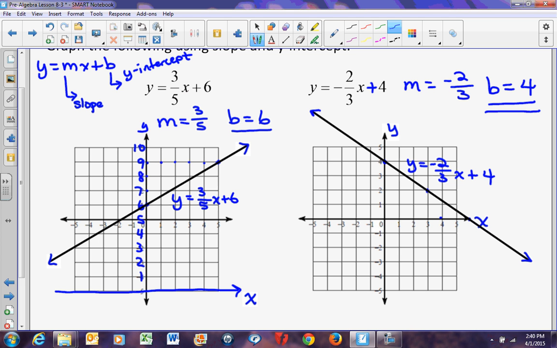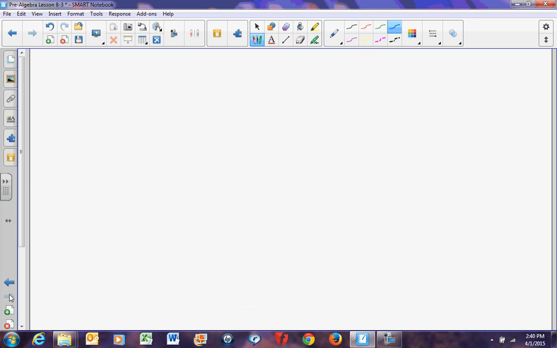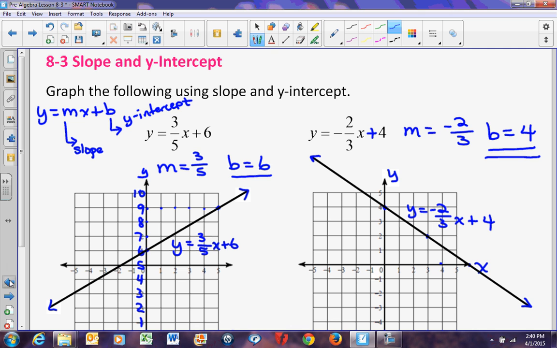It's very simple to graph an equation in y equals form if it's in slope-intercept form. Very, very simple. No more table of values needed. And of course, if an equation is not in y equals form, you can simply put it in y equals form to be able to graph your equation. So that's slope, and that's graphing using slope and y-intercept.